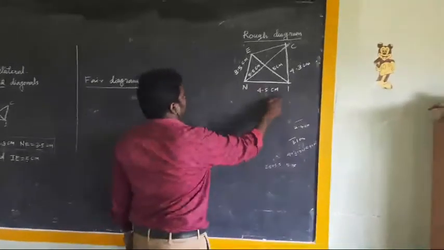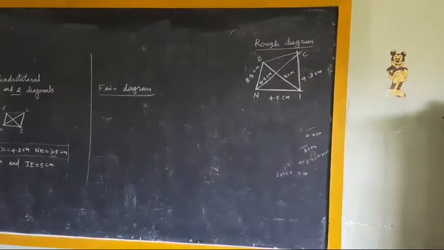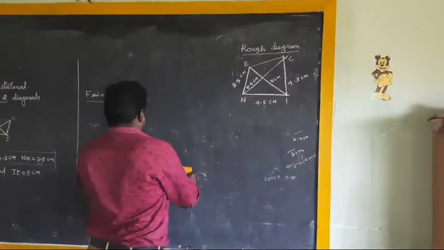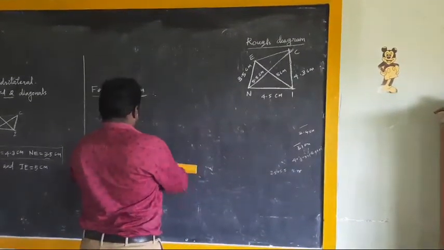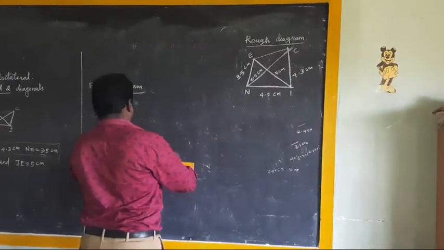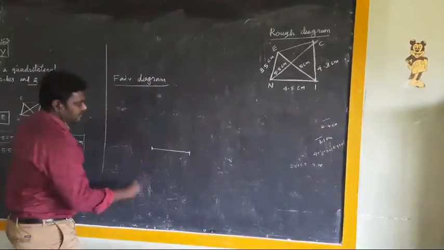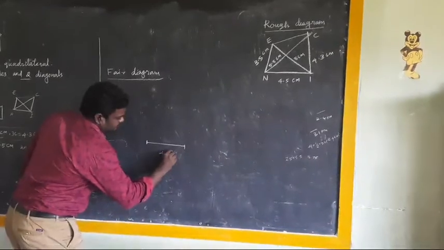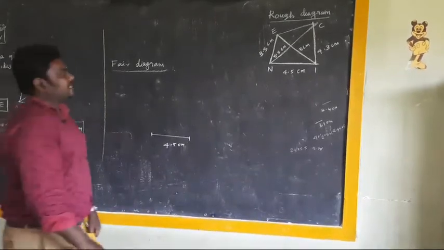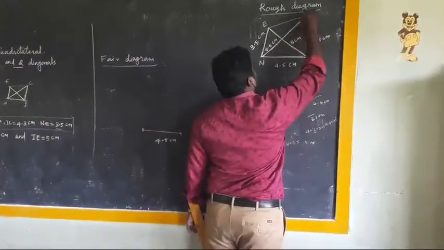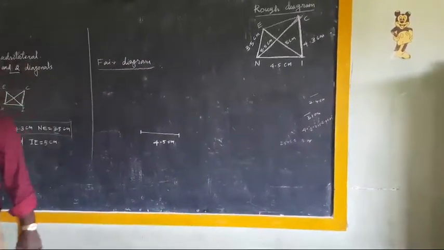Based on the rough diagram, first we draw NI. With the use of a scale, I draw the line segment of 4.5 centimeter. Next, first I am going to draw this triangle. So the next step, I take 4.3 centimeter.